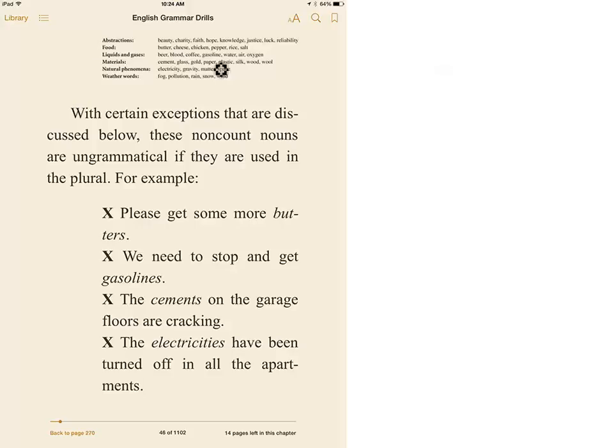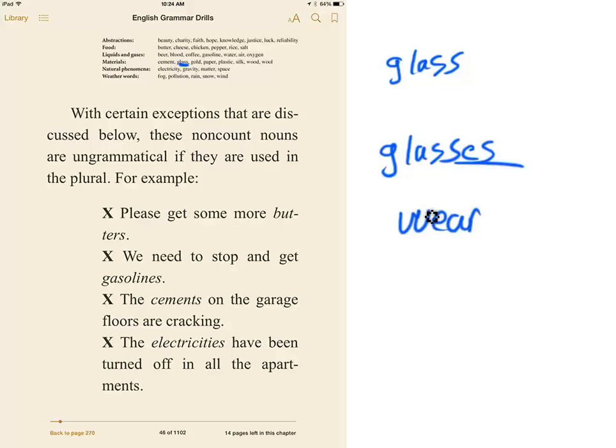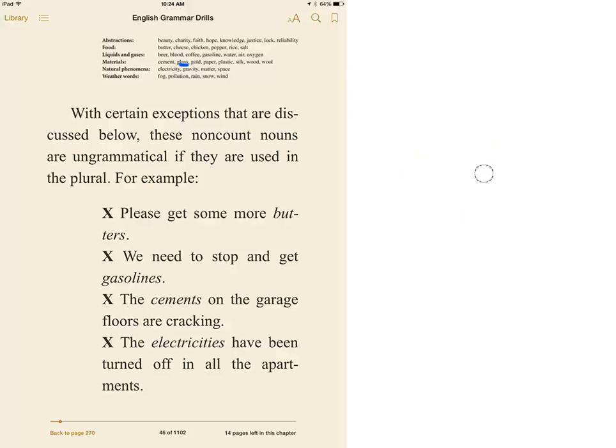Same with glass. Glass, if we're talking about a kitchen glass, obviously that's a little bit different. But if you're talking about just glass that goes in the window, you don't say the glasses. Glasses is a different word. That's what you wear. If you wear glasses, okay. So these are different things. Natural phenomena like electricity or gravity or matter or space, fog, pollution, rain, snow, wind. You don't say the snows or the rains unless it's possessive.